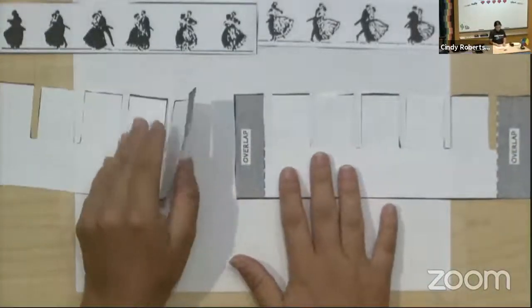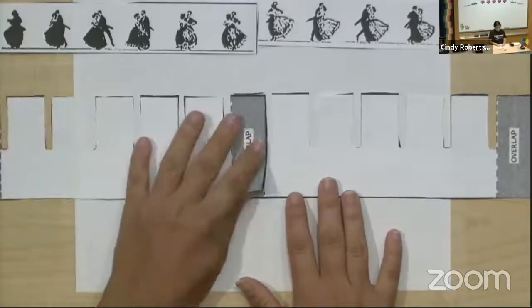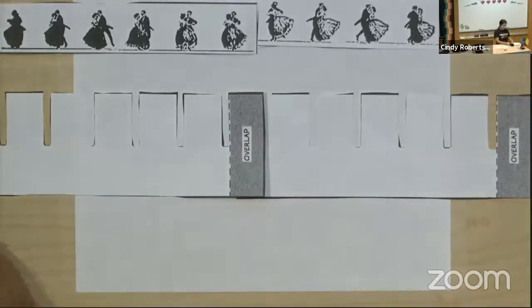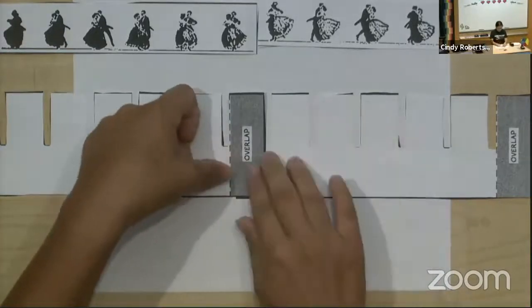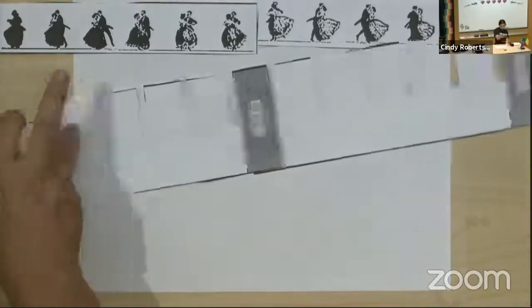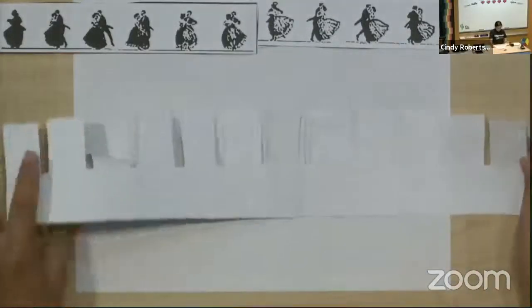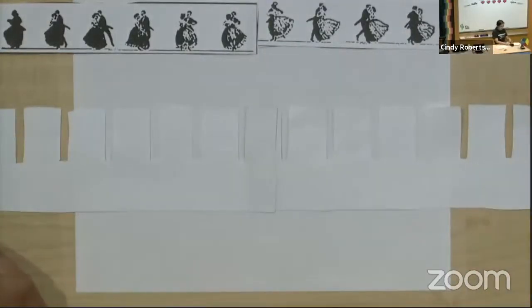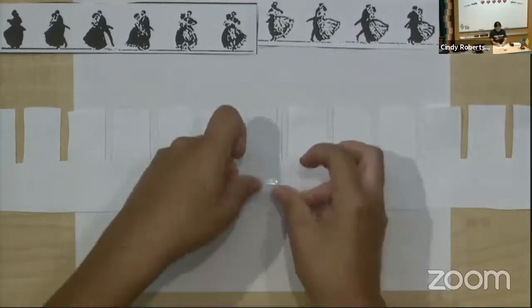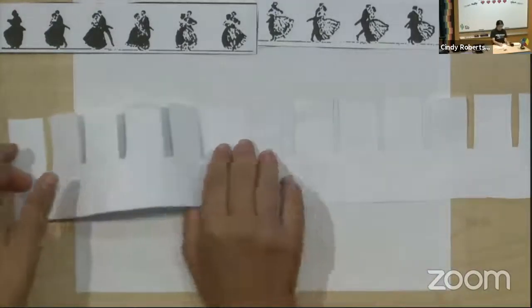Take one of the sides where it says overlap and put it on top of the other one that says overlap. And take your tape and just tape it on. And then I like to make it extra secure, so I'm going to flip it over and add another piece of tape. Okay.